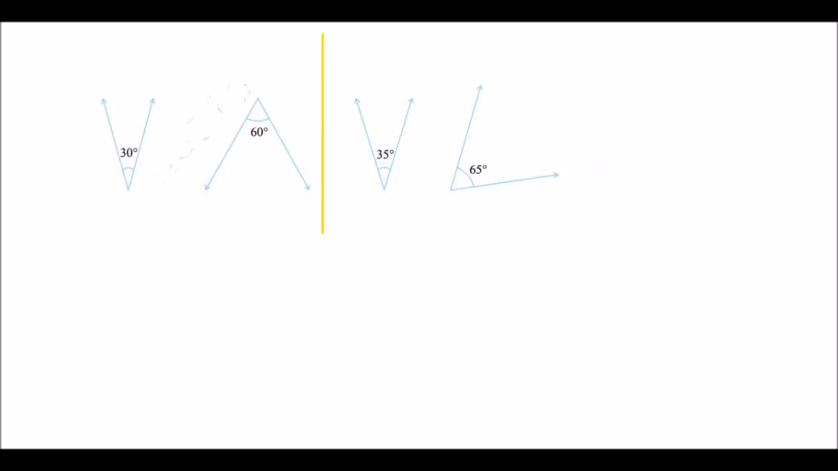Here we have examples of complementary angles. Here an angle of measure 30 degree and 60 degree are given. Together they are making an angle of measure 90 degree, which means these two are complementary angles. Here again we can see 35 degree plus 65 degree will give you 90 degree. So these two pairs are the complementary angles.